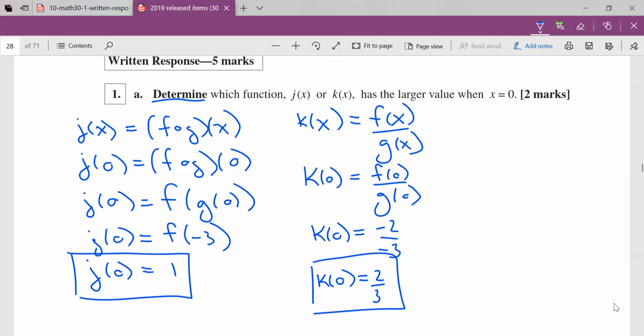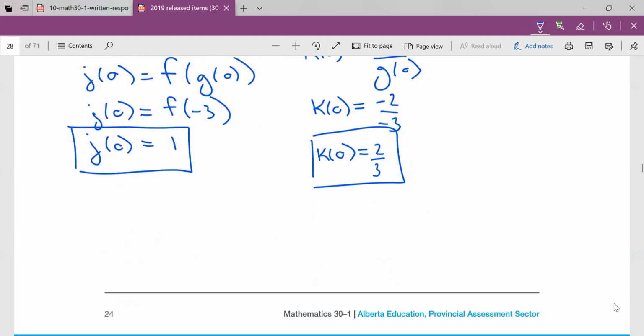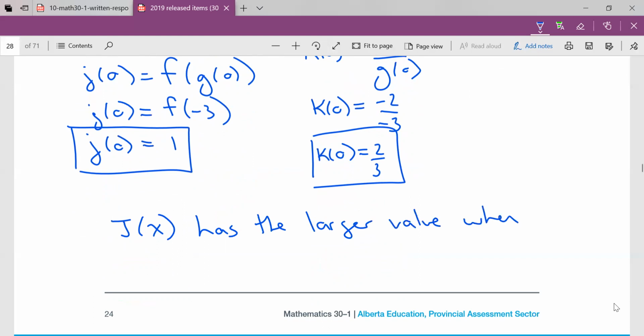Now, at this point, I'm not just boxing my answers because I haven't actually answered the question, right? The question asks us, which one has the larger value when x is 0? Well, at this point, I want to make sure that I've actually answered the question. Well, I'm going to say that which one's got the larger value? Well, it's j at 0, right? So I'm going to say j at x has the larger value when x is equal to 0 compared to k at x.